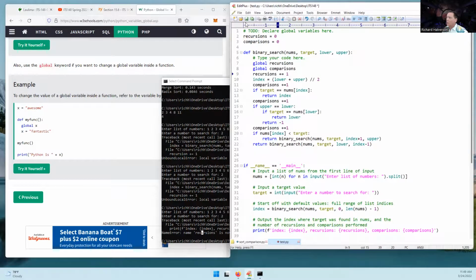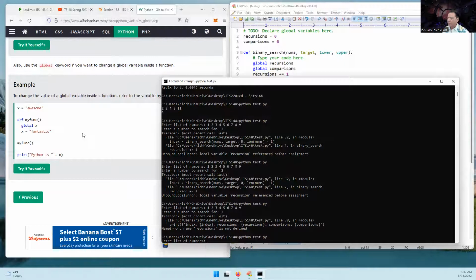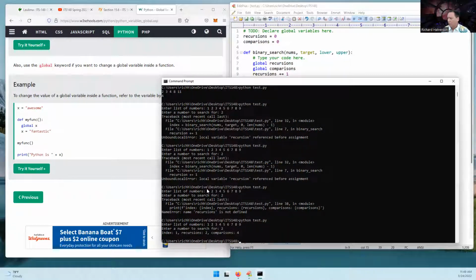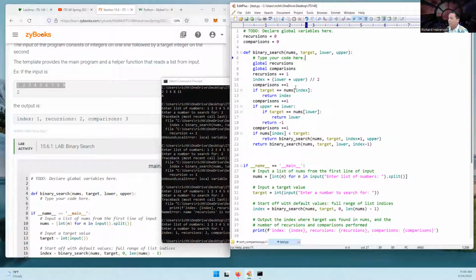One recursion, index of 1, recursions 2, comparisons 4. Okay, so comparisons 4. Why is comparisons 4? Oh, that's interesting because it works, but maybe I didn't need to do something. Let's see, what doesn't it think I need to do?